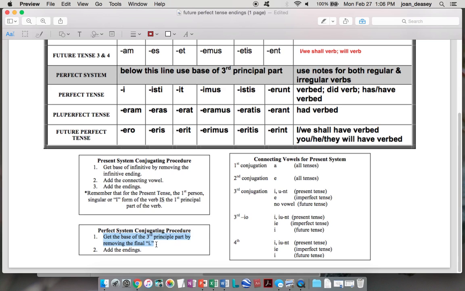I can be a connecting vowel, as we see over here for third conjugation, third IO, and fourth conjugation verbs. So how do I differentiate between the present tense of a third IO or a third conjugation verb and the perfect tense if they both have an I in front of the mus? And the difference is what principal part or what base is that ending added to. It will make all the difference if you keep that in mind.